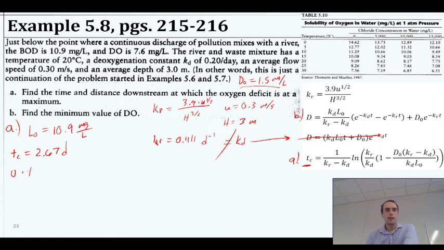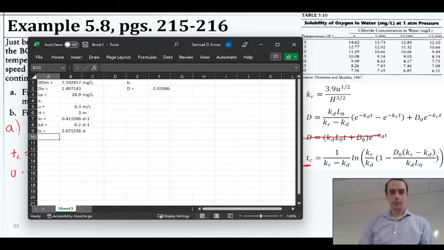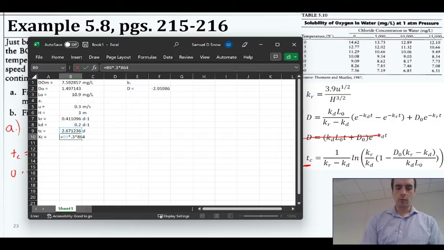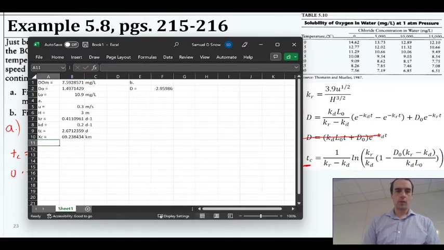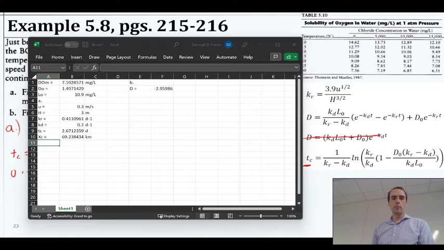Then we can convert and say the speed times the time should give us the distance for that critical point. Let's do that real quick. We'll call it XC. That was 0.3 meters per second. That's in seconds, but our time is in days, so we should convert. That'll be times 86,400. That's going to give us meters, but that's going to be a large number, so I'm going to divide by 1,000 to get to kilometers. So that's 69.2 kilometers.